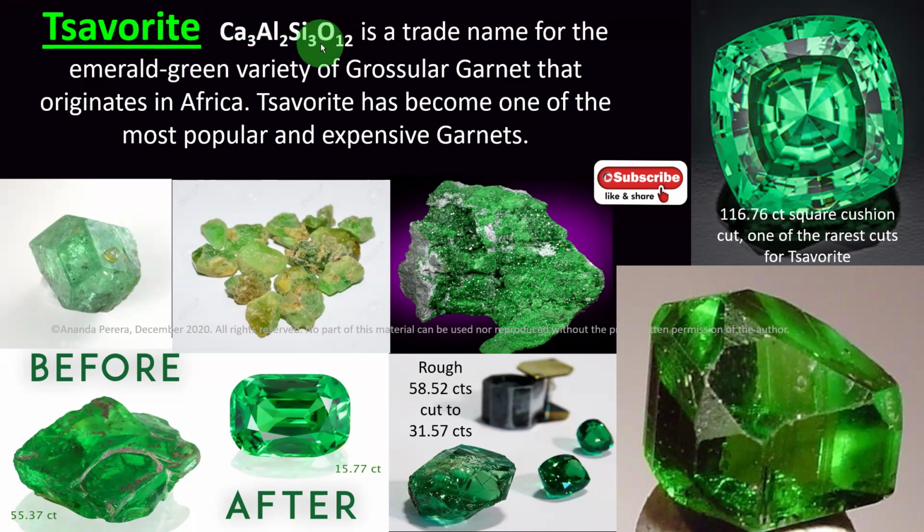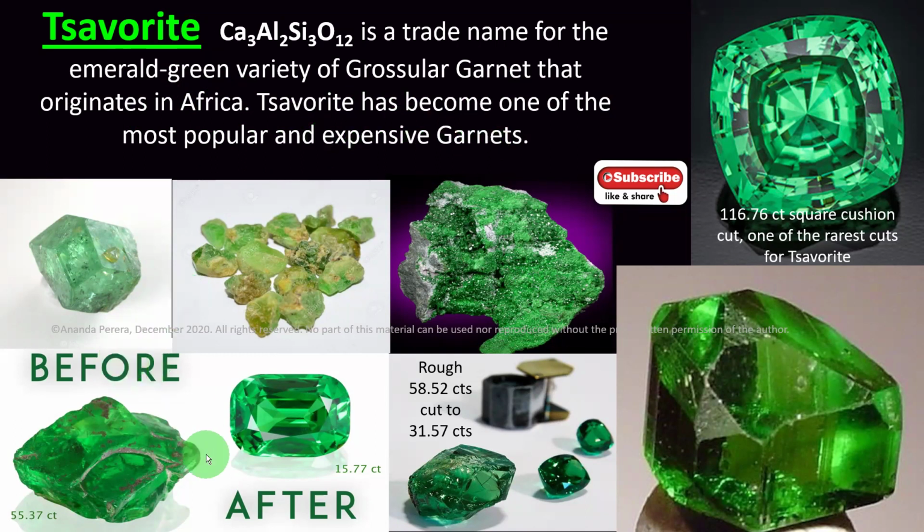Calcium aluminium silicate. You know the garnet structure. Earlier we discussed it in lesson number 24. This is calcium aluminium silicate. Savorite is a trade name for the emerald green variety of grossular garnet that originates in Africa. Savorite has become one of the most popular and expensive garnets in the world.